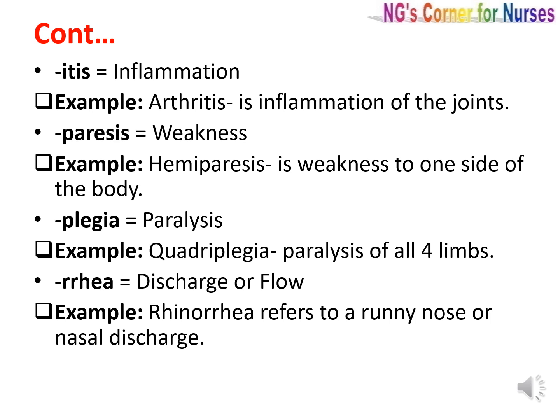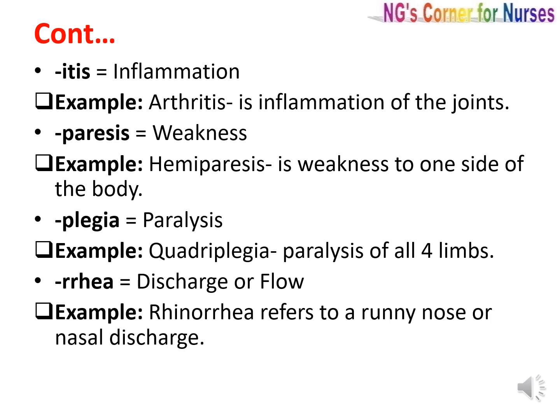Next, coming to plegia. Plegia means paralysis. As an example, we can say quadriplegia. Quadri refers to 4 and plegia refers to paralysis. So, quadriplegia is a paralysis of all 4 limbs.